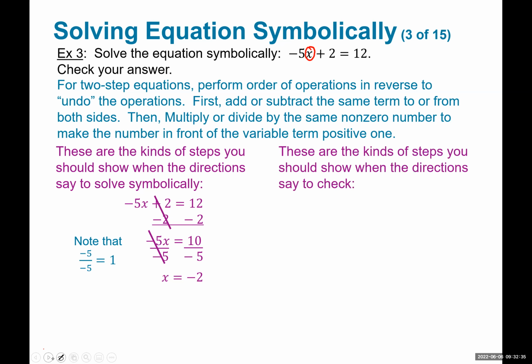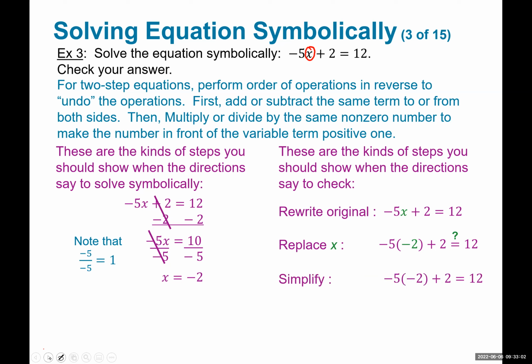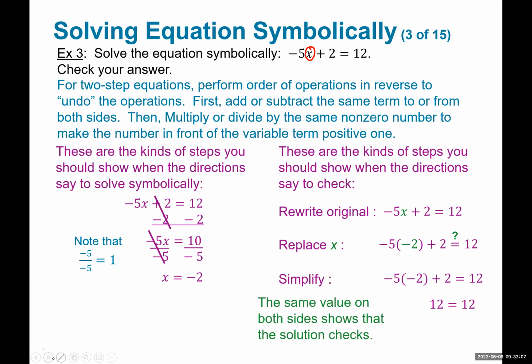Of course, you should check because sometimes these questions do give you extraneous solutions. So we'll talk about those in a bit as well. But that x is what we just solved for. So instead, replace the x with the -2 that we said it's equal to and see if it's true. Put a little question mark over your equal sign. So we have -5 times -2, which is +10. And 10 plus 2 makes 12. The same value on both sides means that it works. Solution checks out.